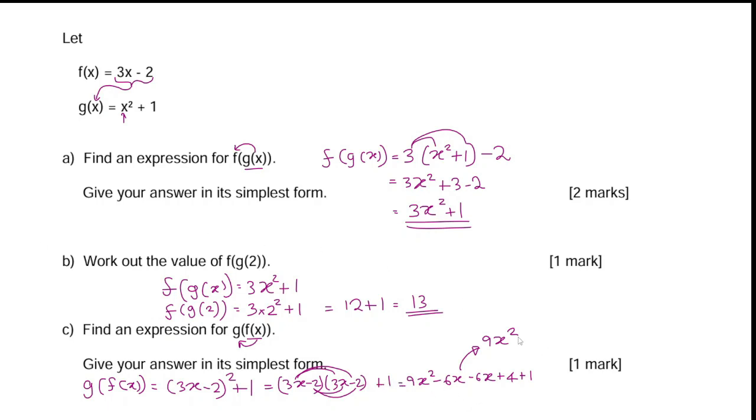Then take away 12x. 4 add 1 is 5. That is the final answer.